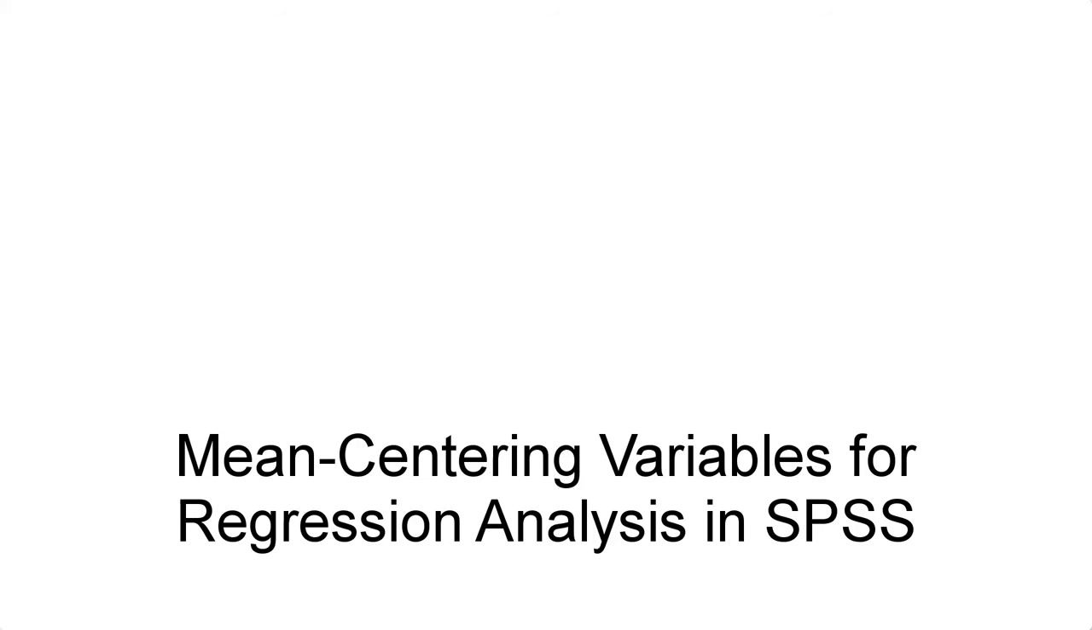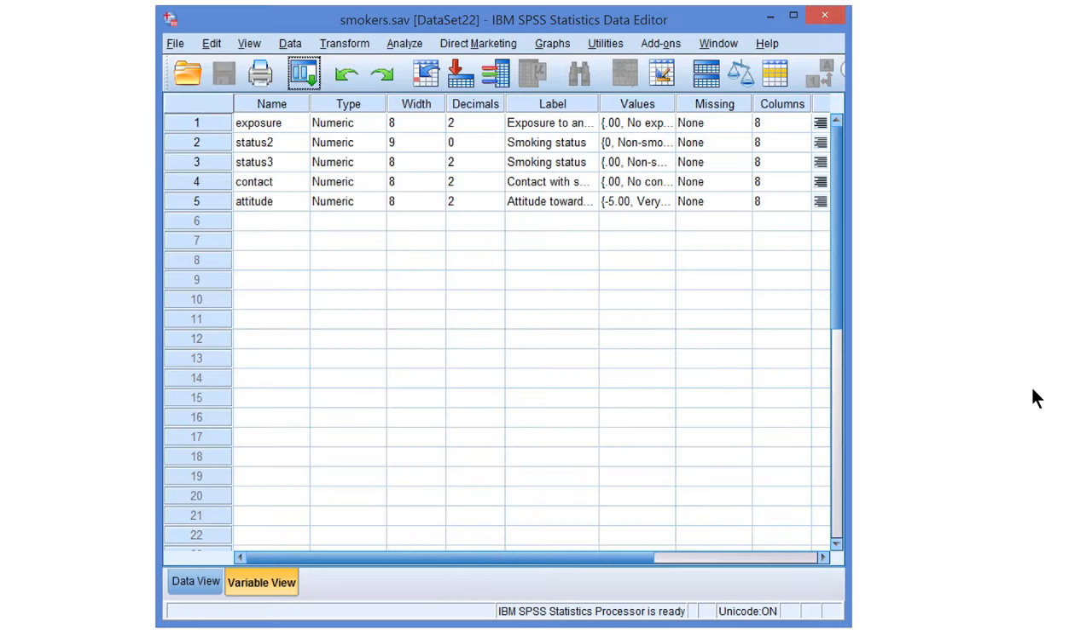Mean centering variables for regression analysis in SPSS. If we have a numerical predictor or a numerical moderator, it is very helpful to mean center the two variables before we include them in a regression model. If we mean center them, the results are more easily interpreted. How do we mean center variables in SPSS?